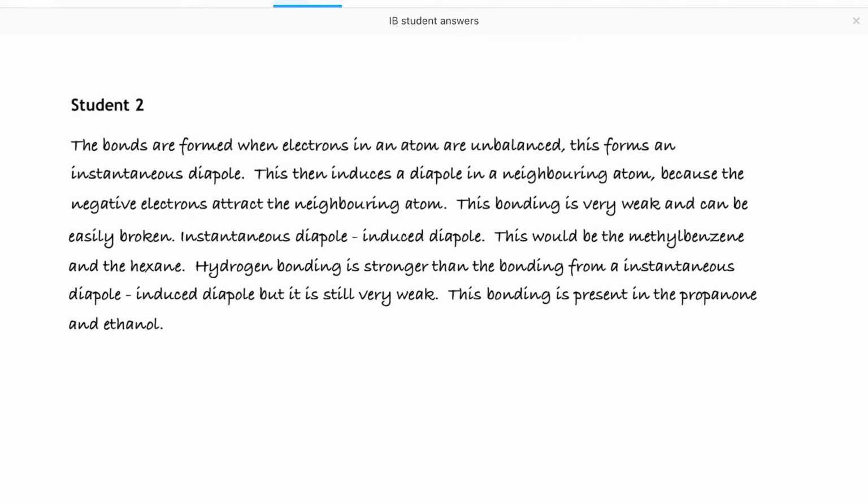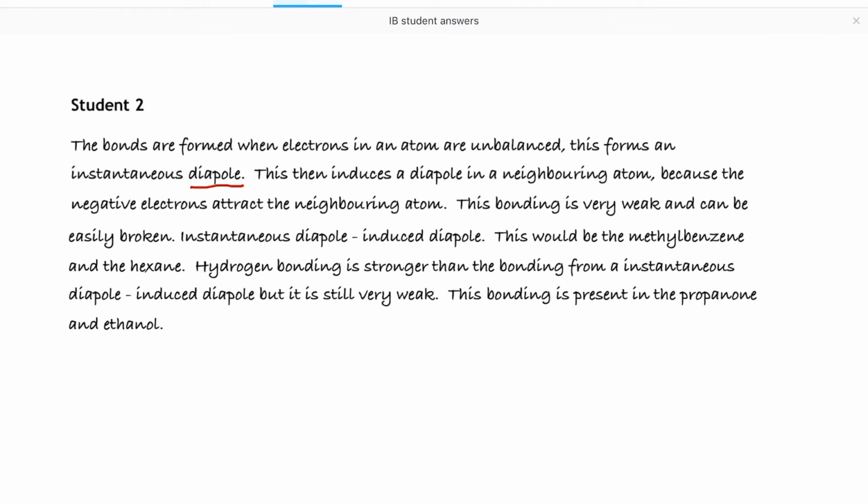Again, pause the video, have a good read through the answer and come up with your own judgment on how many marks you would give this. Unfortunately, this student can't spell the word dipole, and that in itself is raising alarm bells. Bonds are formed when electrons in an atom are unbalanced. Well, unfortunately, that is just drivel.